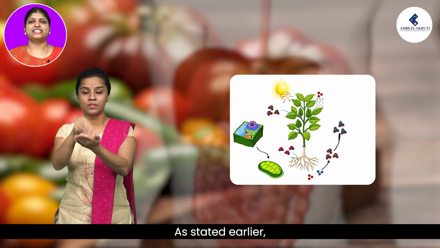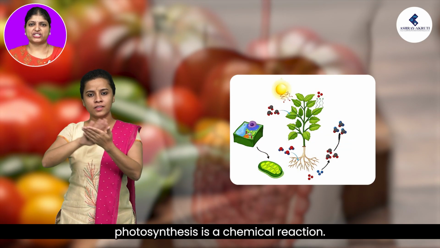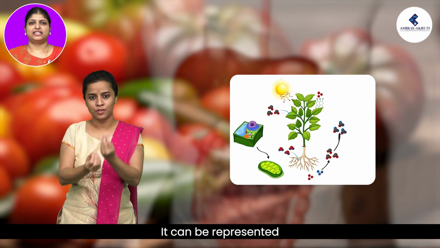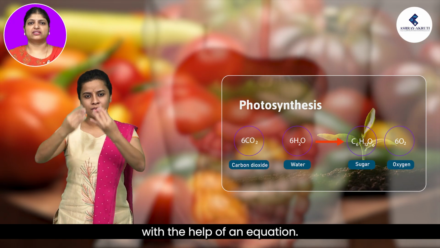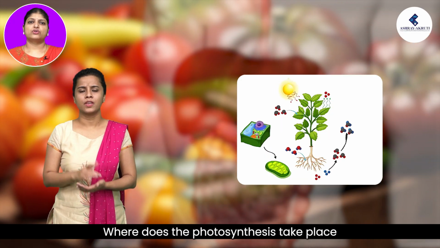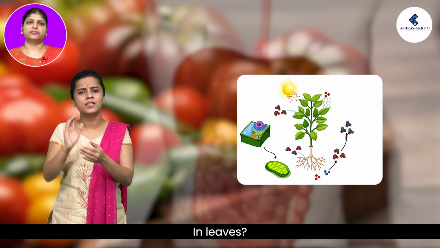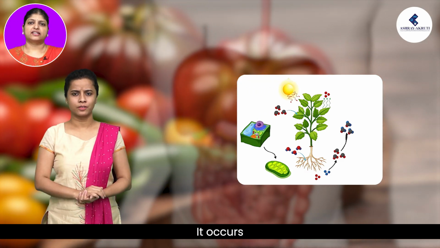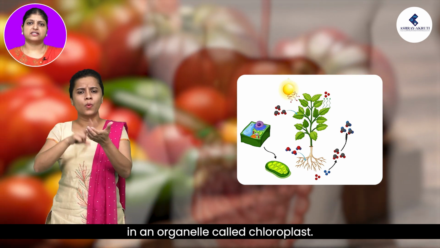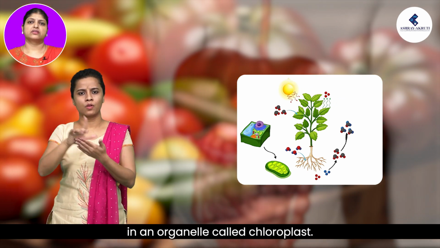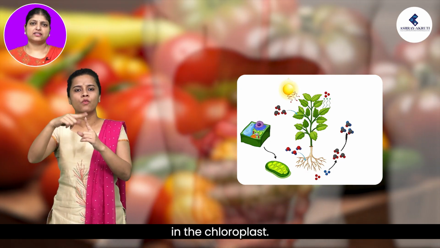As stated earlier, photosynthesis is a chemical reaction. It can be represented with the help of an equation. Where does the photosynthesis take place in leaves? It occurs in an organelle called chloroplast. Photosynthesis takes place in the chloroplast.